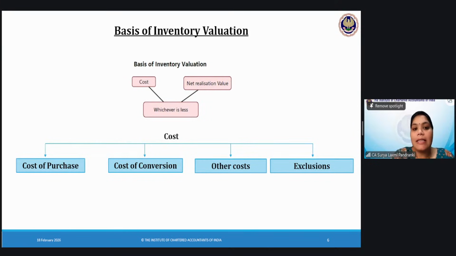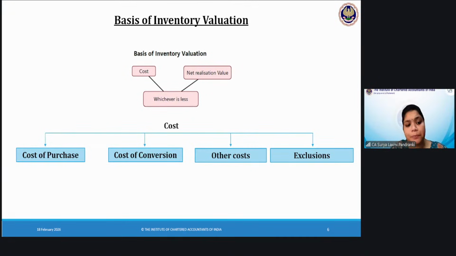Right. Now the basis here is that inventory has to be valued at cost or NRV, whichever is less, right? So what is included in cost, what is included in NRV, that we will see. In cost, we will have 4 components. One is the cost of purchase, cost of conversion, any other cost, and the exclusions that you're going to have, right? So what is included?